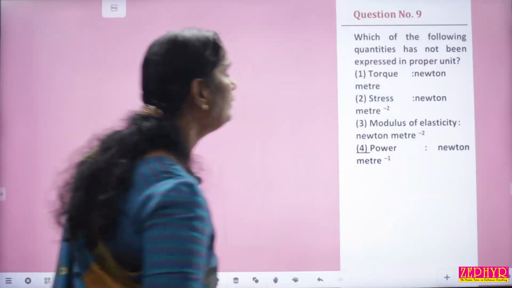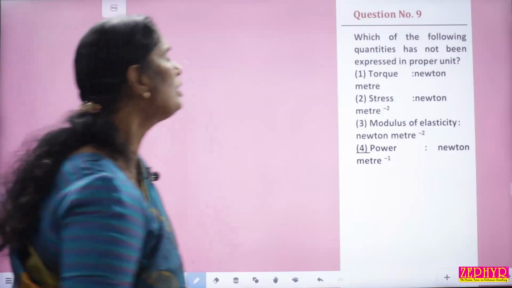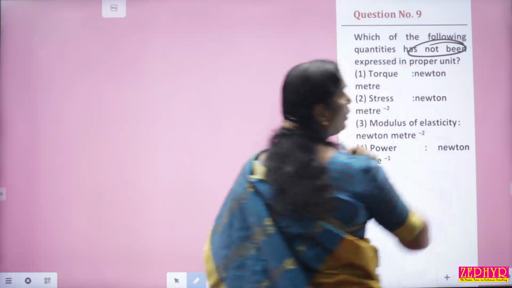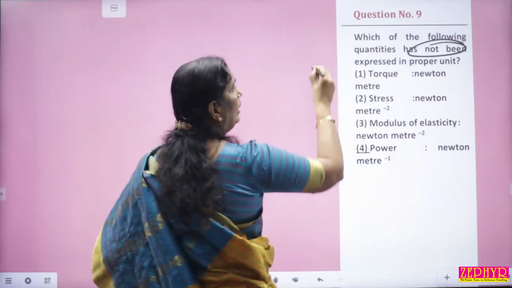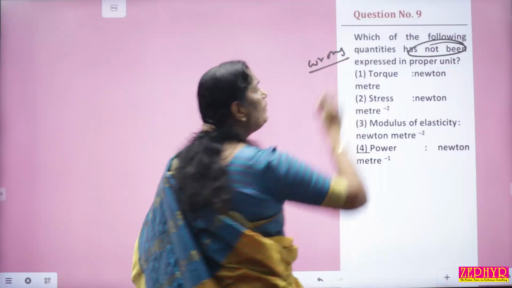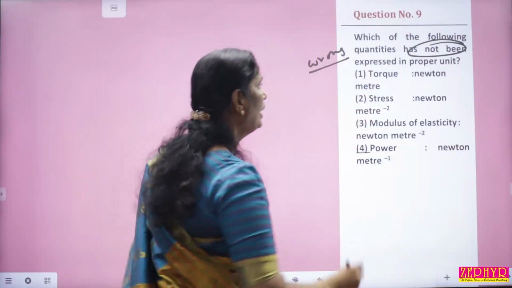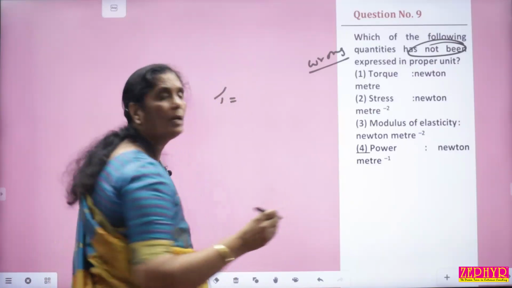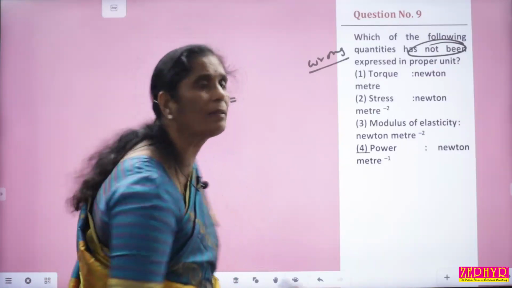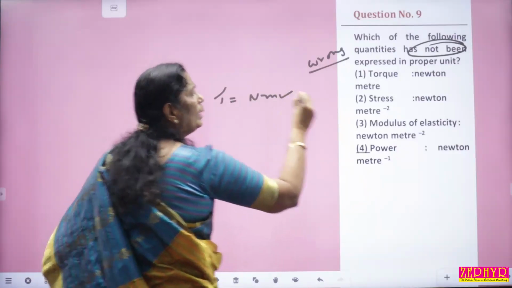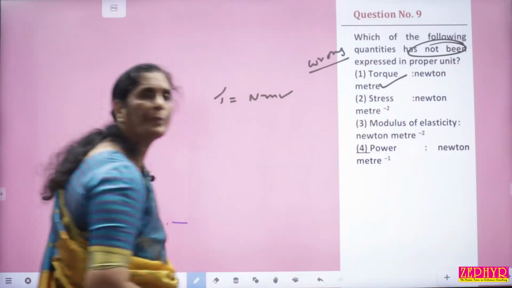The next question is very simple. Which of the following quantities has not been given correctly? We want the wrong statement. Okay, come on, start. Torque. How do you write torque? Torque is nothing but force into perpendicular distance: force in Newton, perpendicular distance in meter, so Newton meter. It's a correct one.